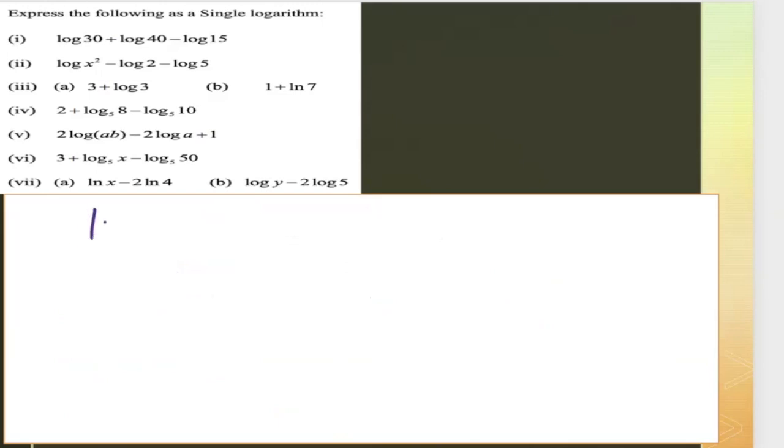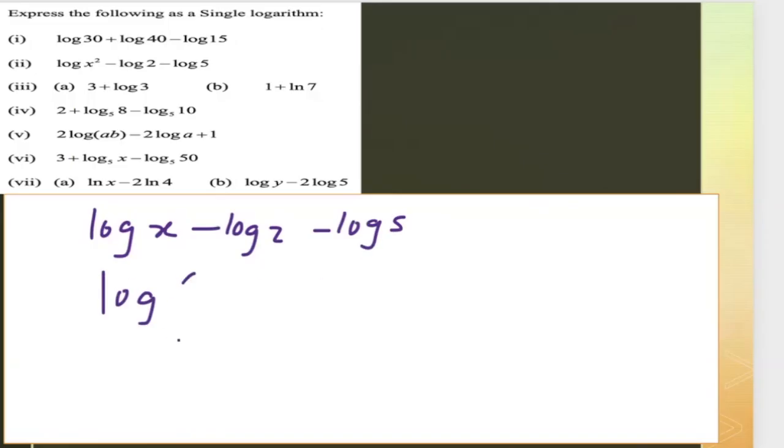Next one we have is log x minus log 2 minus log 5. So you could write log once. And since the log x is positive, that means you're going to have x in the numerator, and then the 2 and the 5 would be in the denominator, but you'd have 2 times 5. So that means we have log x over 10. And that's it.